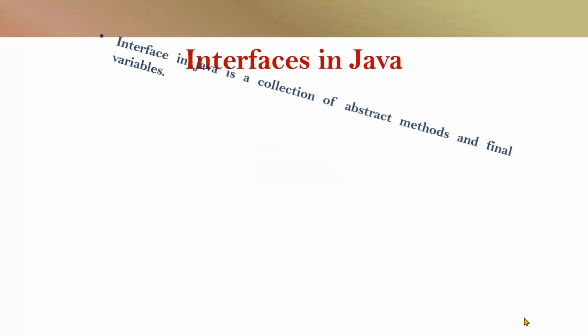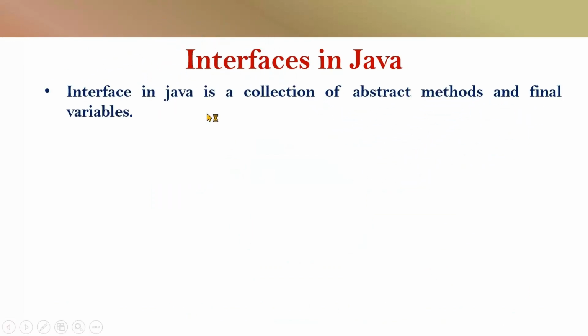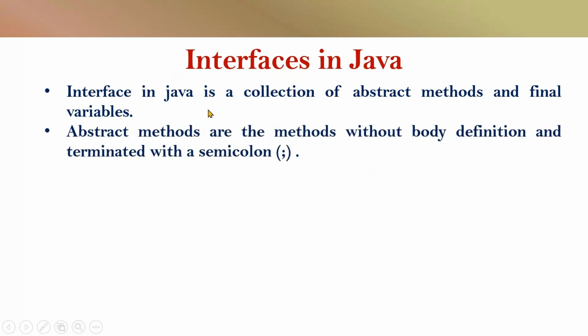Interface in Java. Now an interface in Java is a collection of abstract methods and final variables. Abstract methods are the methods without body definition, and every abstract method is terminated with a semicolon. That is the rule.